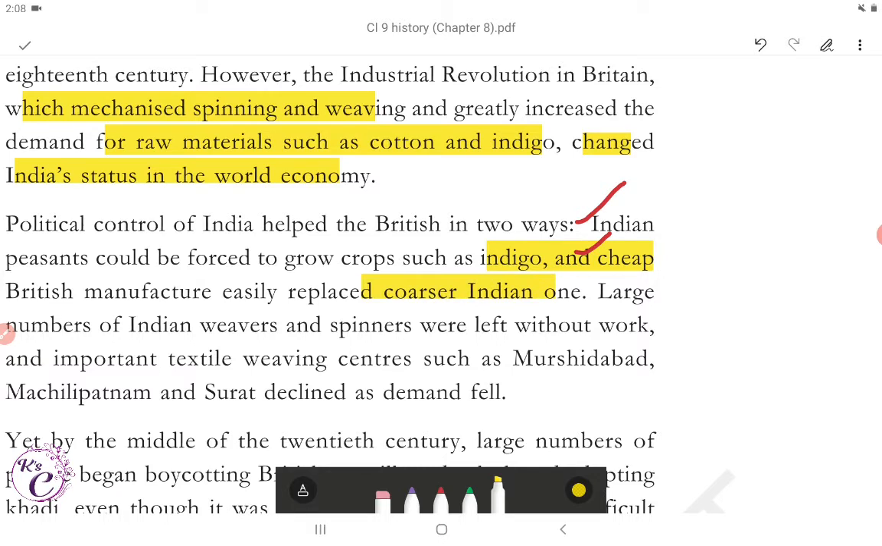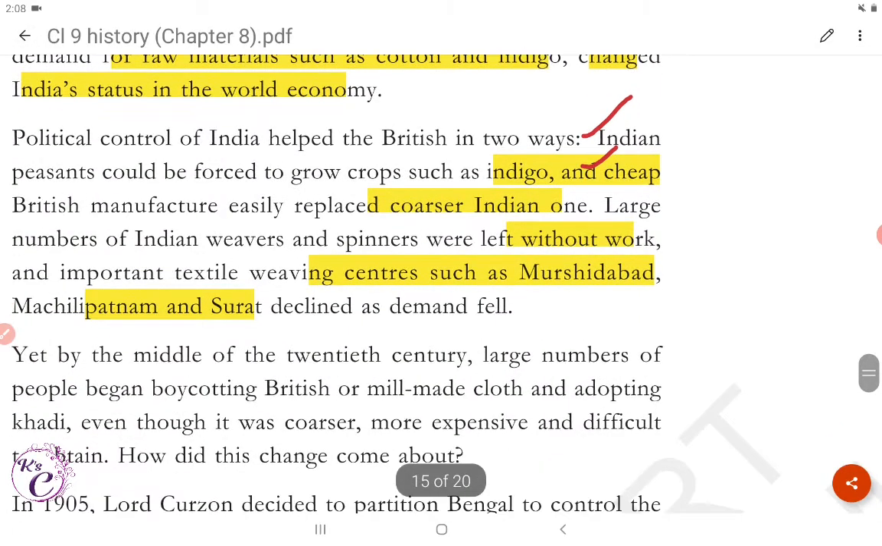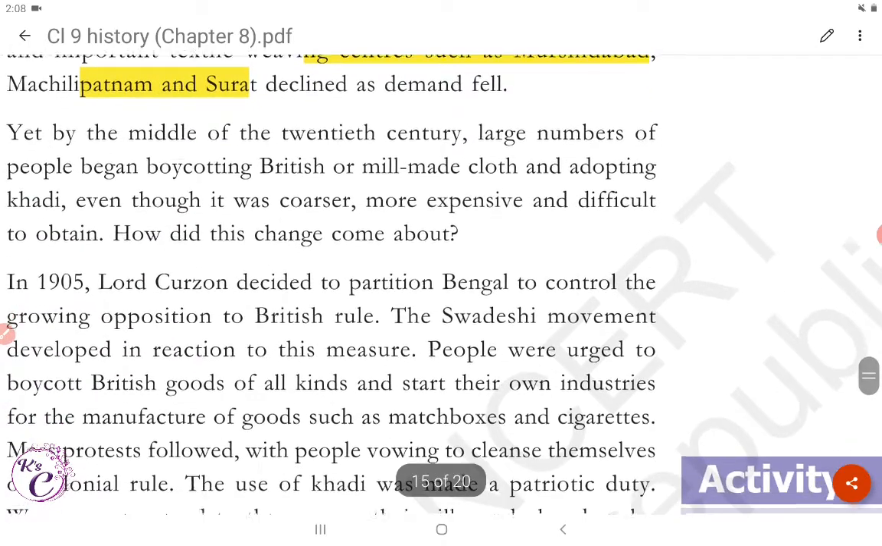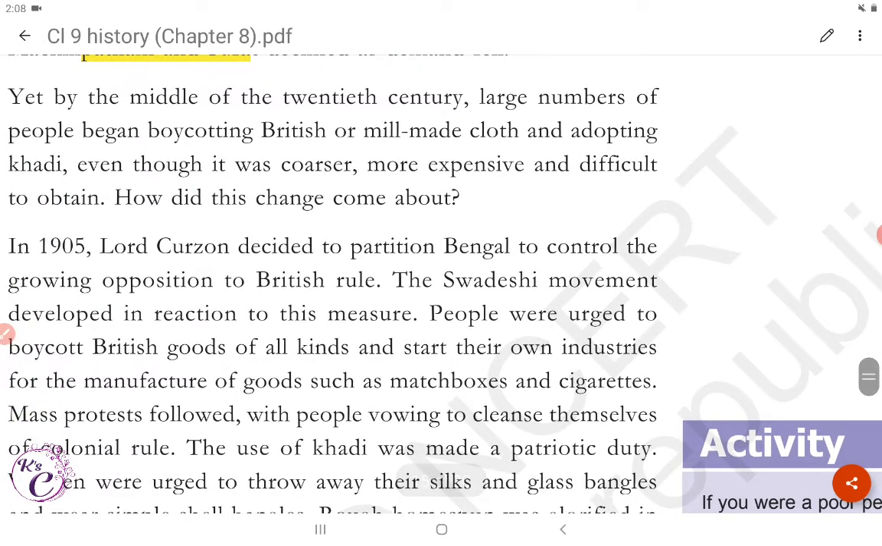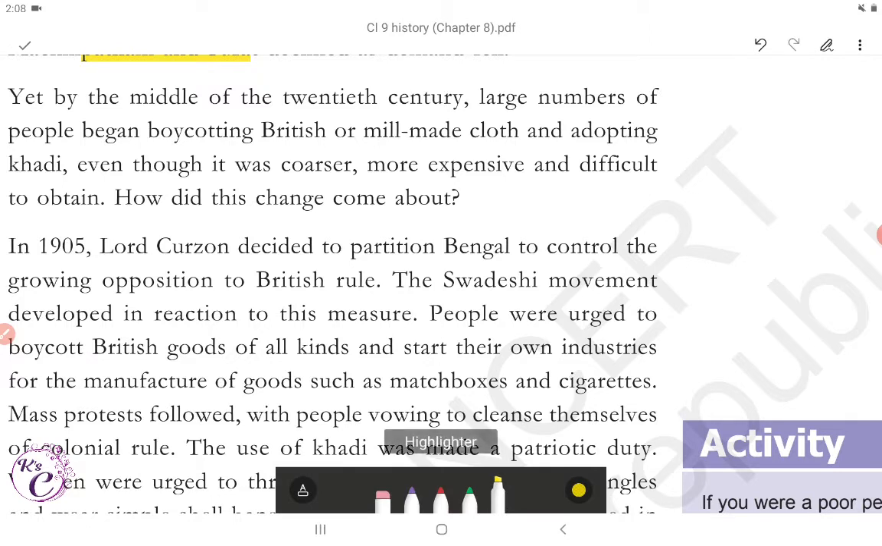Large numbers of Indian weavers and spinners were left without work, and important textile weaving centers such as Murshidabad, Machilipatnam, and Surat declined as demand fell. Yet, by the middle of the 20th century, large numbers of people began boycotting British or mill made clothes and adopting khadi, even though it was coarser, more expensive, and difficult to obtain. How did this change come about?